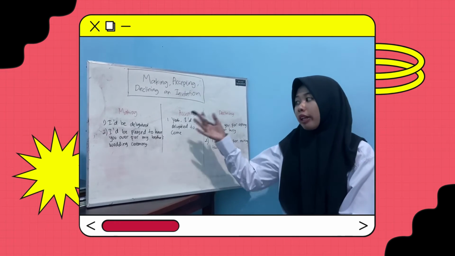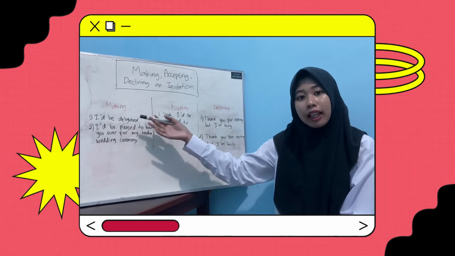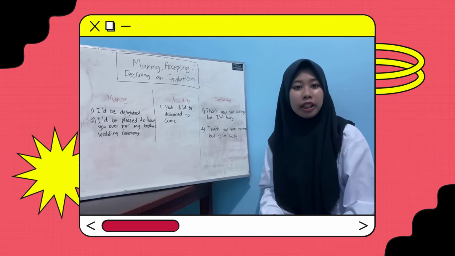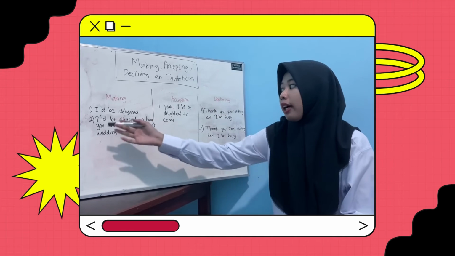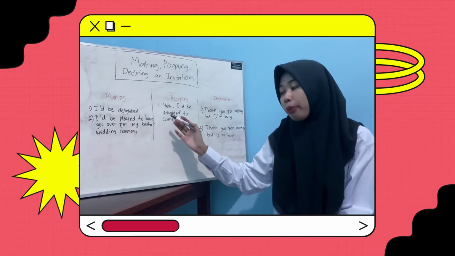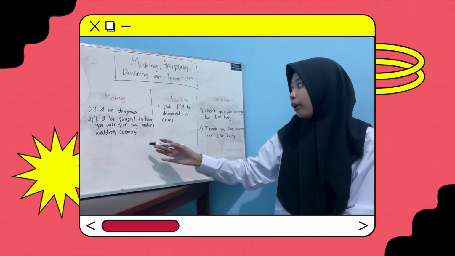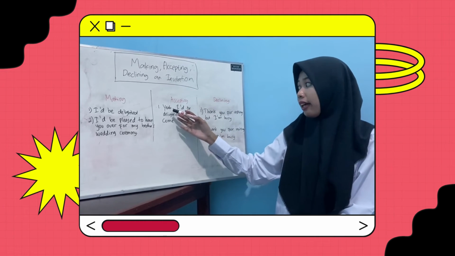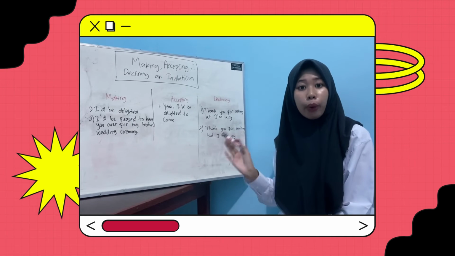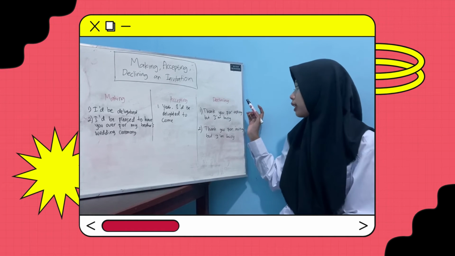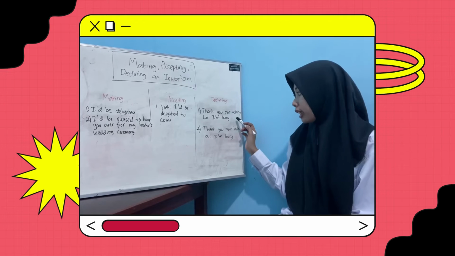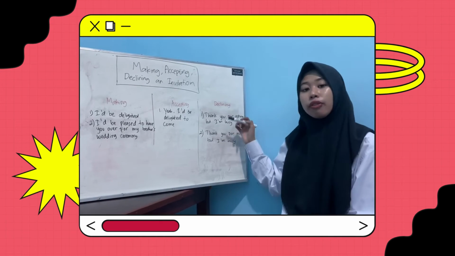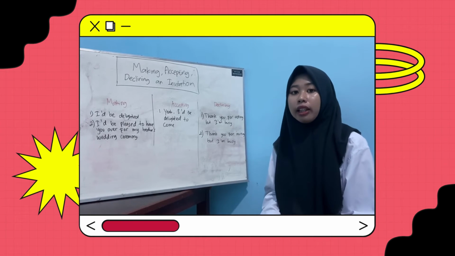Next, the other way to make an invitation, you can say, I'd be delighted. Or when you want to maybe invite your boss to your brother's wedding, you can say, I'd be pleased to have you at my brother's wedding ceremony. And when you want to accept this invitation, you can say, yeah, I'd be delighted to come. Or when you want to decline it, you can say, thank you for asking, but I'm busy. Or you can say, thank you for inviting, but I'm busy. So these phrases mean no, they cannot make it.